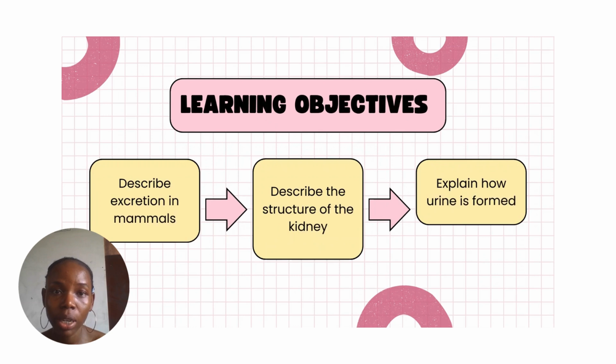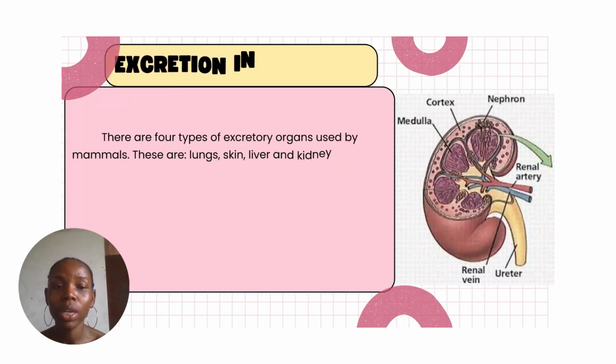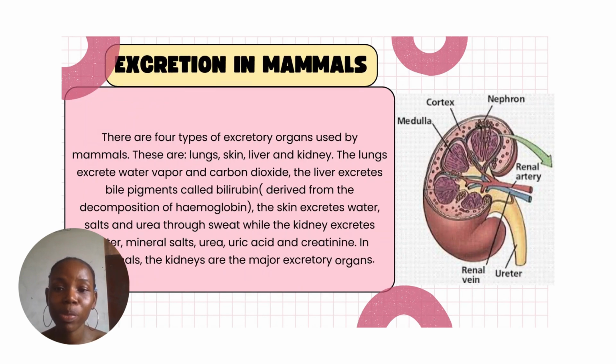Now, at the end of the class, you're expected to be able to describe excretion in mammals, describe the structure of the kidney, and also explain how urine is being formed. Now, let's take a look at excretion in mammals.